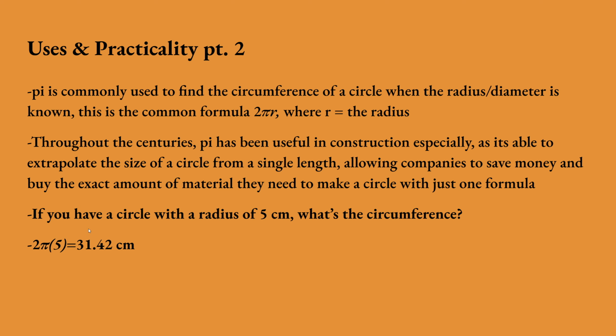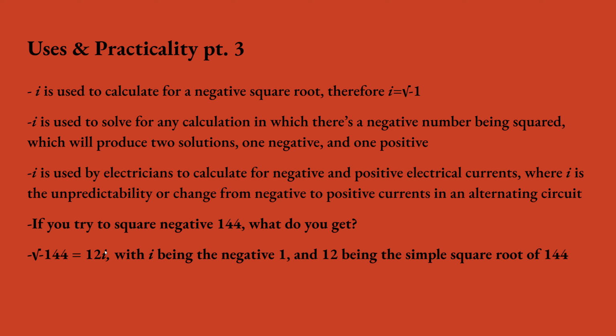So for instance, just a quick equation with it, if you have a circle with a radius of 5 centimeters, what's the circumference? Plugging that into 2 pi r with 5 for r, you have 2 times pi, 3.14159, times 5, which would give you 31.42 centimeters.